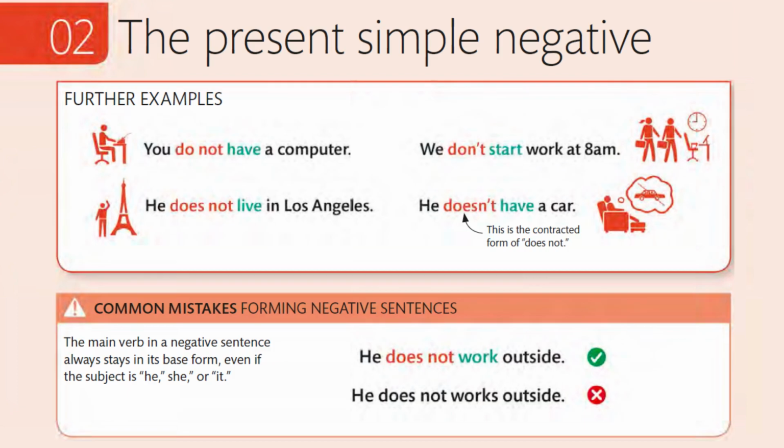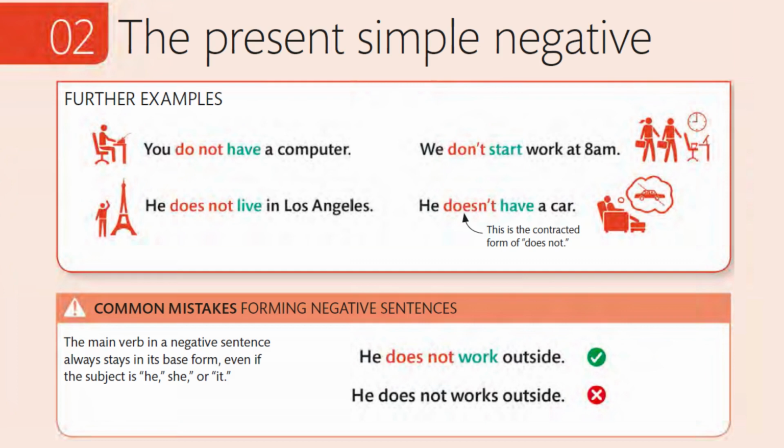Further examples. You do not have a computer. We don't start work at 8 a.m. He does not live in Los Angeles. He doesn't have a car. This is the contracted form of does not.